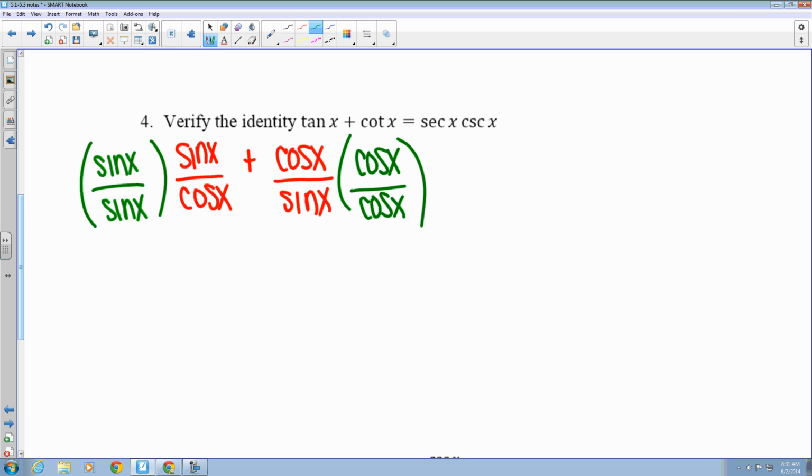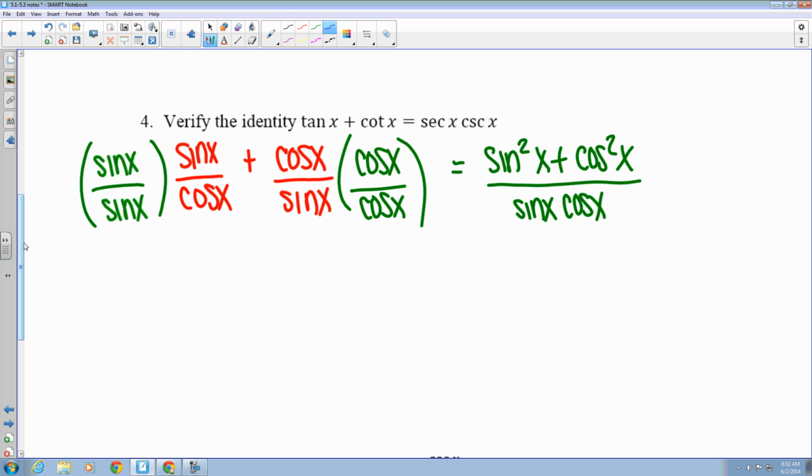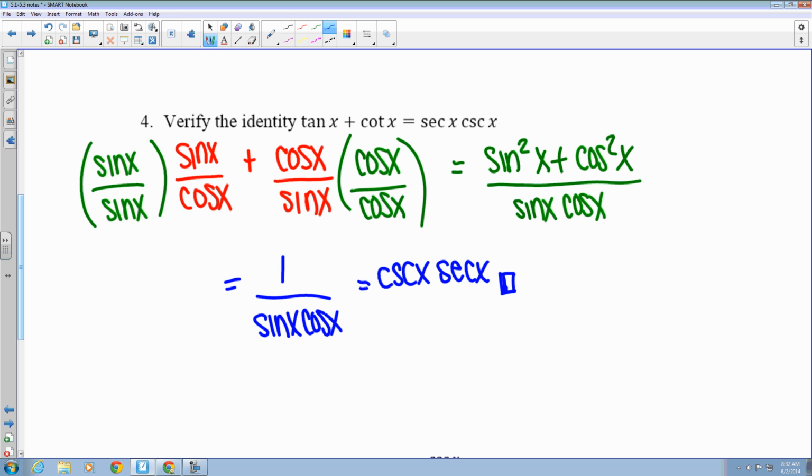Okay, so getting a common denominator. On top we end up with sine squared plus cosine squared. On the bottom we have sine cosine. I hope by now we're recognizing that that top is 1 over sine cosine. And if I divide by sine, that's the same thing as cosecant. If I divide by cosine, that's the same thing as secant. And that is it. I'm done.